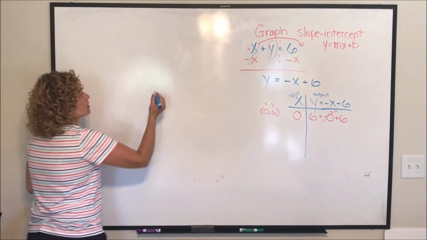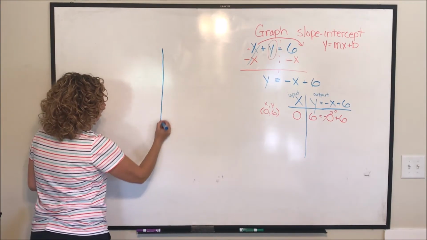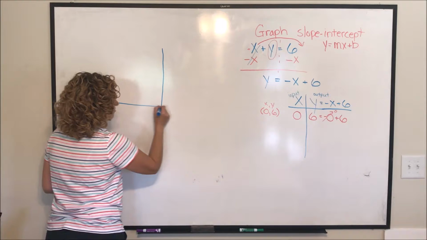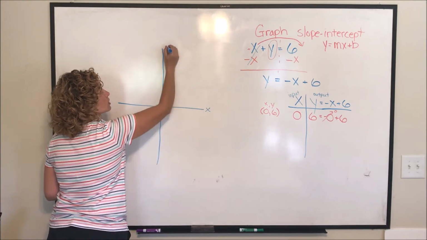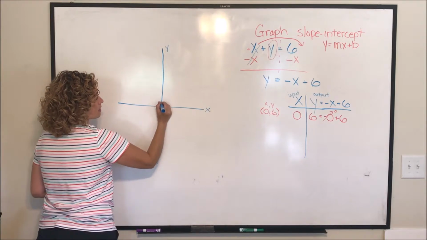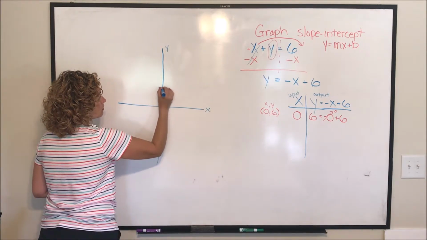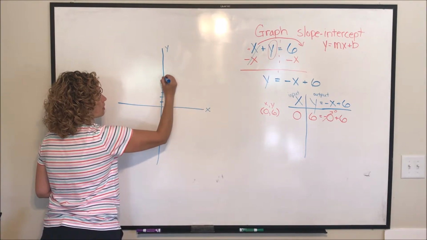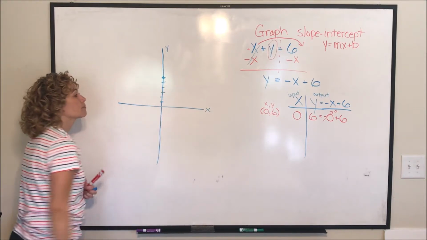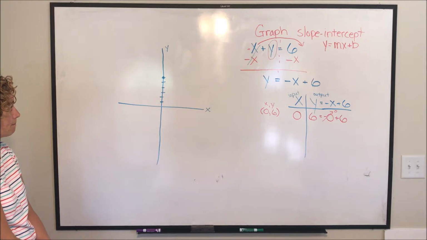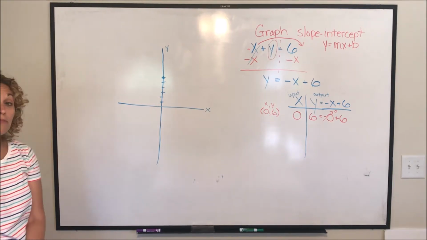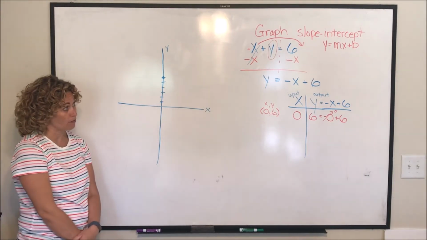So the first thing I'm going to do on my graph is put the point 0 in my x direction and 6, 1, 2, 3, 4, 5, 6 in my y direction. Okay? And that would be the first point you would put on your graph.